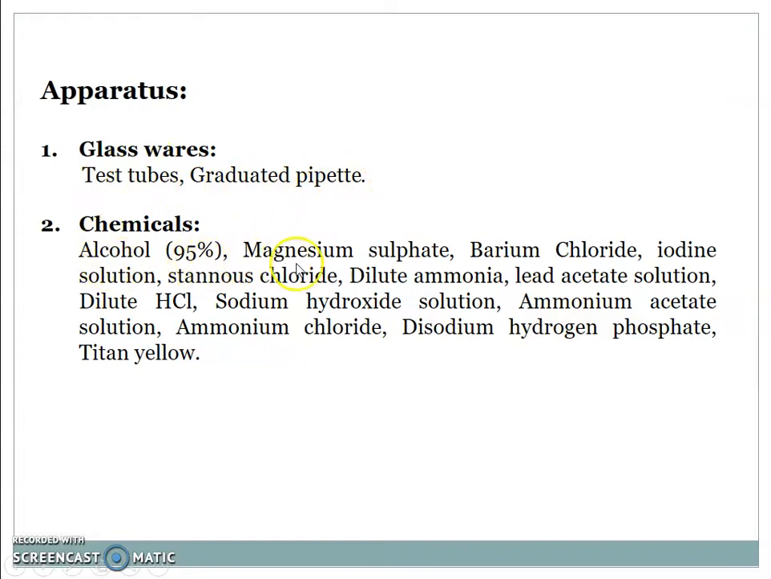Chemicals: alcohol 95%, magnesium sulfate, barium chloride, iodine solution, stannous chloride, dilute ammonia, lead acetate solution, dilute hydrochloric acid, sodium hydroxide solution, ammonium acetate solution, ammonium chloride, disodium hydrogen phosphate, and titan yellow. Now for the actual practical, we move towards laboratory.